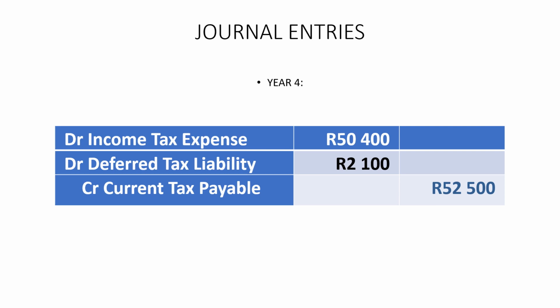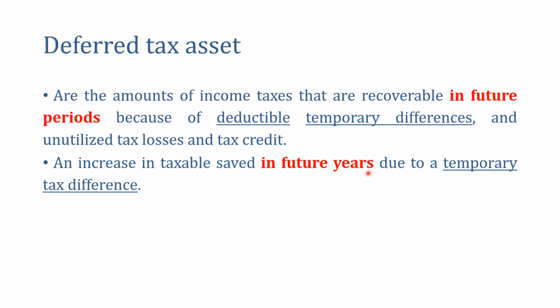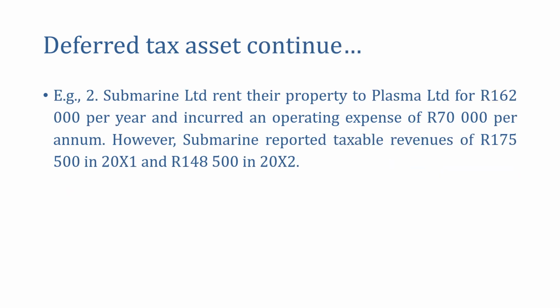Okay. Let's talk about deferred tax assets. Deferred tax assets are the amount of income taxes that are recoverable in future periods because of deductible temporary differences and unutilized tax losses or tax credits. It is an increase in taxes saved in future periods due to temporary differences. Let's take an example for us to understand it.